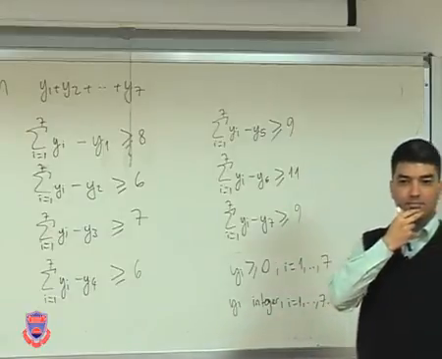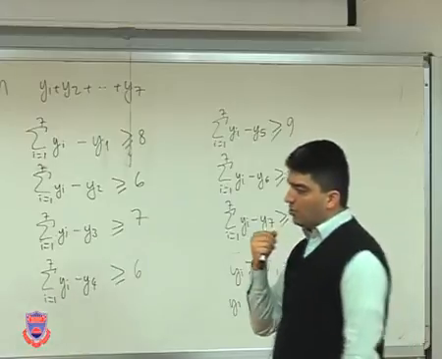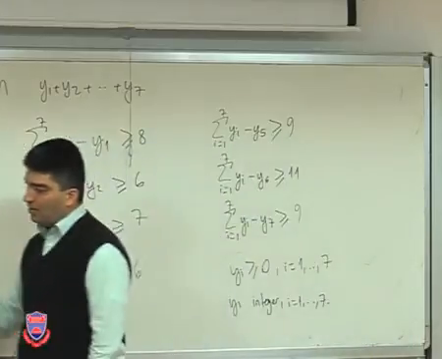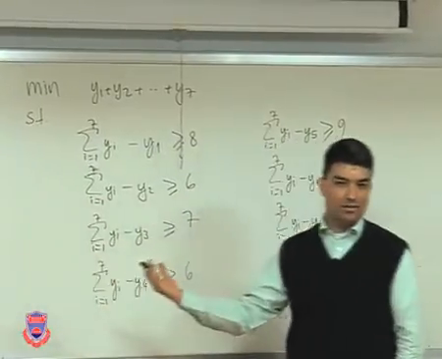Yes? And what about y_23 or y_32? Okay, that's a good question. So what about y_23 and y_32? Well, you can assume that, for example, you only define y_ij such that i is always smaller than j.